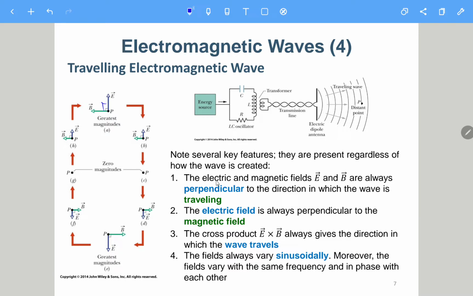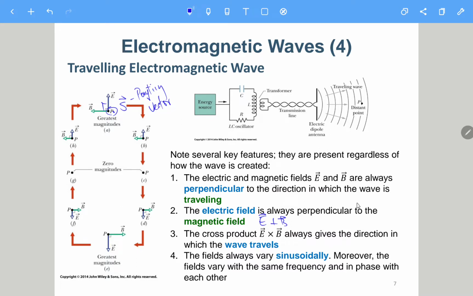The first point is that the E field and B field are always perpendicular to the direction the wave is traveling, which means that the second point is E is perpendicular to B. And then here, later on we will call it S, which means the Poynting vector. Yeah, we will see it a few pages later. So this is the so-called Poynting vector.